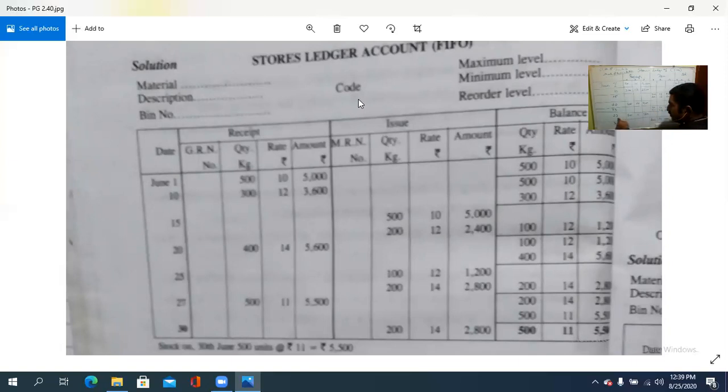Then on the 27th, another purchase is there, another receipt for 511 5,500. Then 214, then 511, so 2,800 5,500, and then on the 30th there is another issue of 200 from this, and the balance 500 at the rate of 5,500. So the closing stock is how much now? Closing stock on 30th June is 500 units at the rate of rupees 5,500.